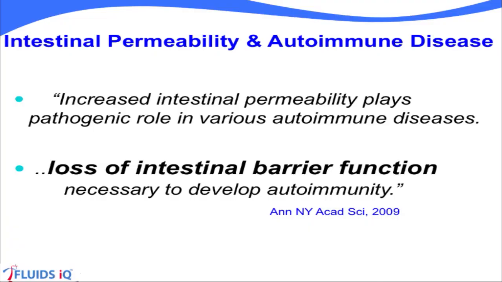And finally, autoimmunity. We do know that increased intestinal permeability plays a very large pathogenic role in various autoimmune diseases. And it is the loss of intestinal barrier function which is necessary to develop autoimmunity. And this came from the Annals of the New York Academy of Science, and it has now been seen in many, many studies. And so our next part is actually going to deal with the pathogenesis of the autoimmune and systemic diseases.